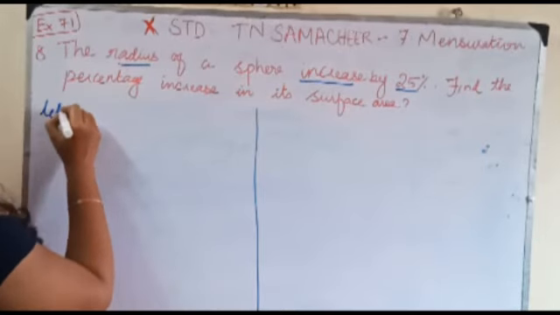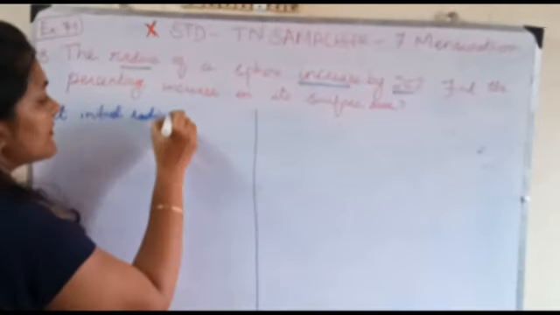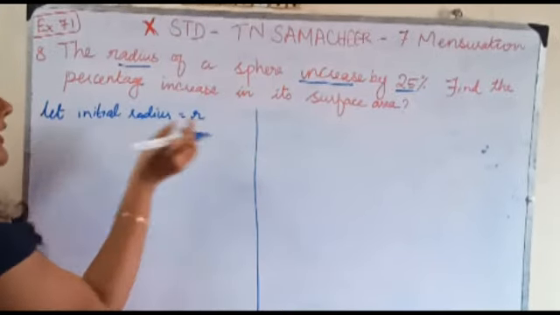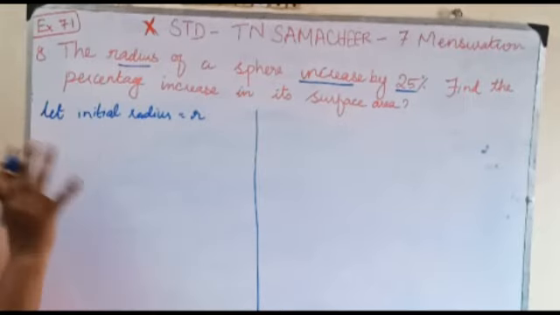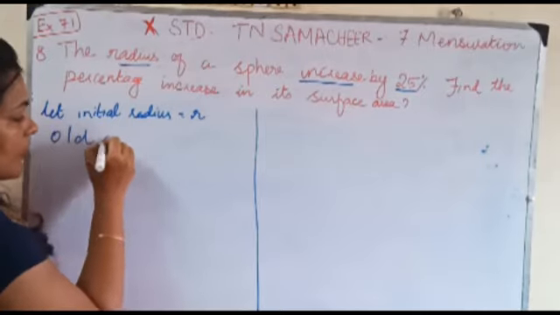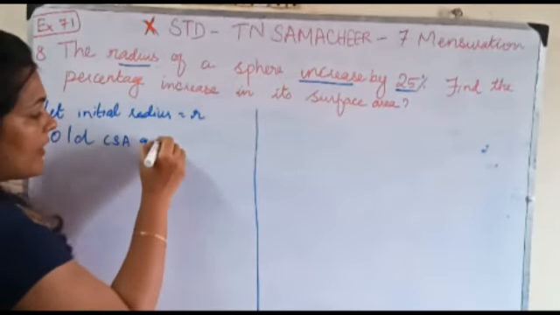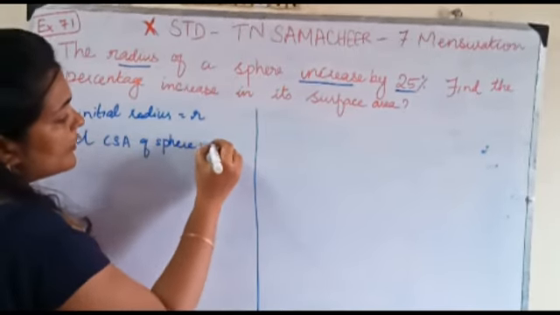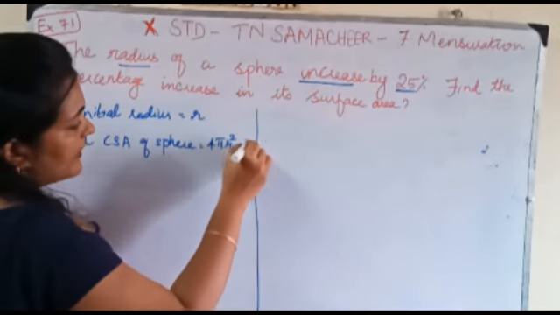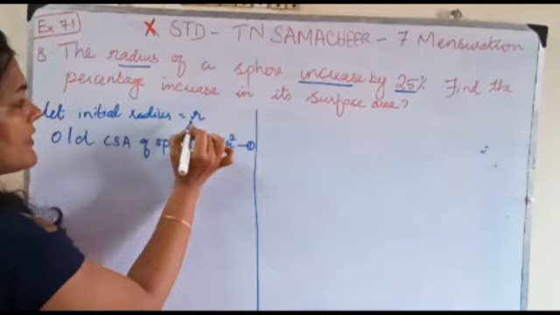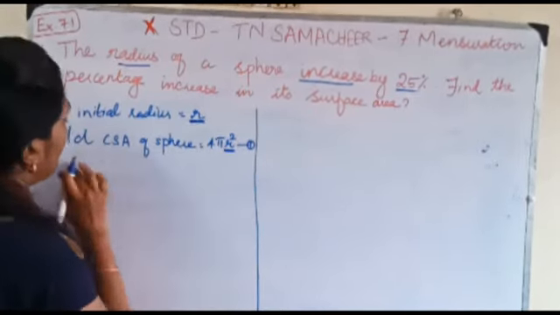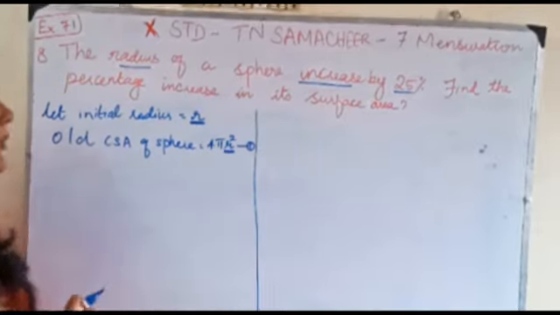Let the initial radius be equal to r. So for the initial radius, we get the old curved surface area. The old curved surface area of the sphere is equal to 4 pi r square. Correct? So this radius is r, so this curved surface area is also 4 pi r square.